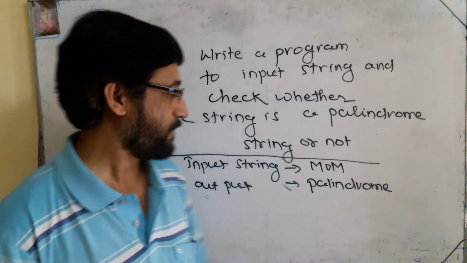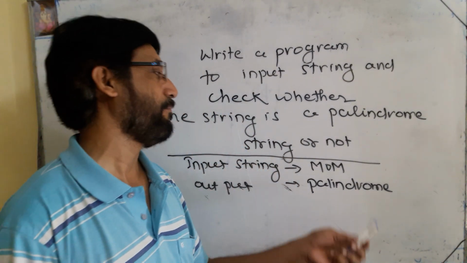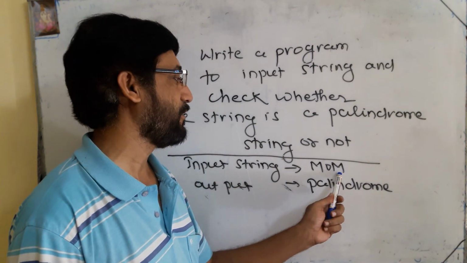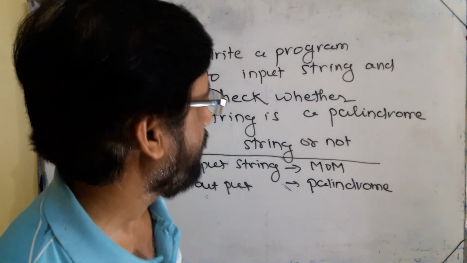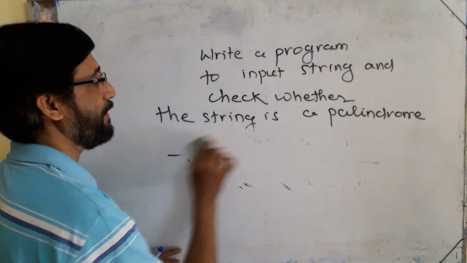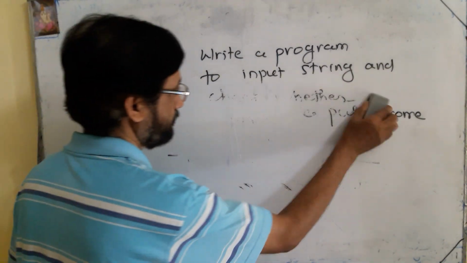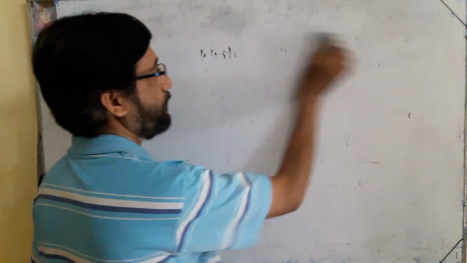palindrome string. Suppose your input string is mom, then the output will be palindrome, because if you reverse the string, then also you will get mom. So now we are going to discuss this. First we will input the string, then we will check whether the string is a palindrome string or not. Before going to write the program, let us discuss the logic of the program.